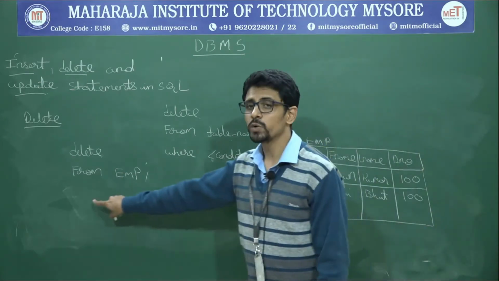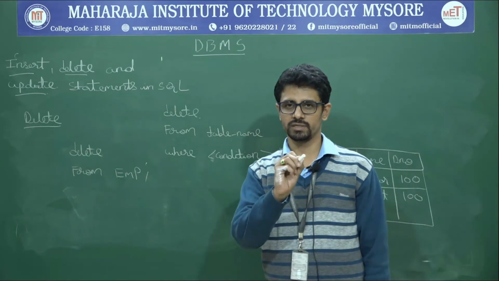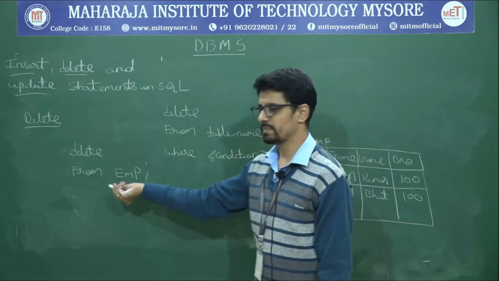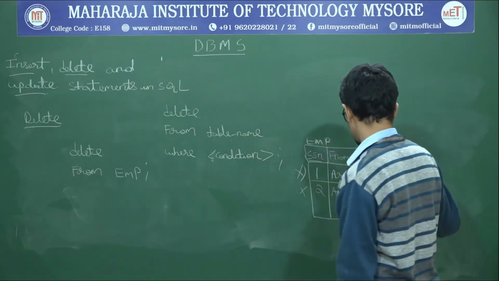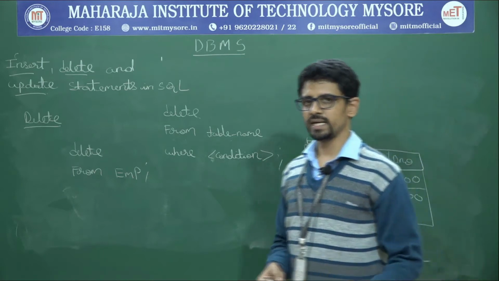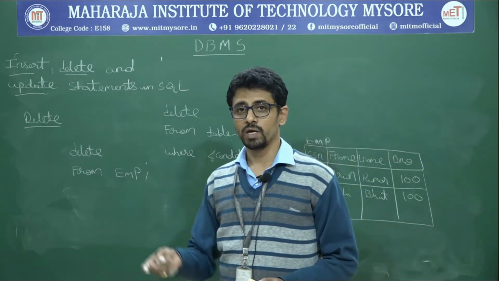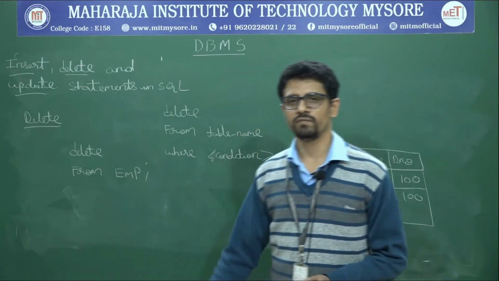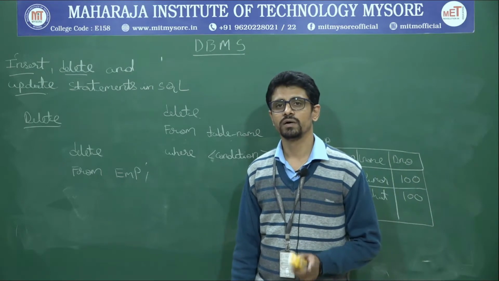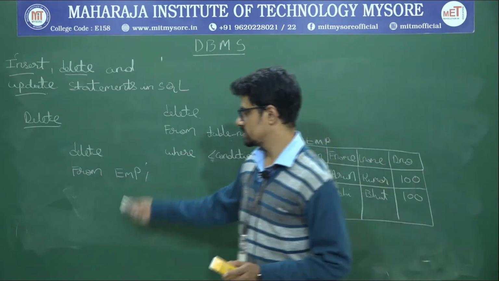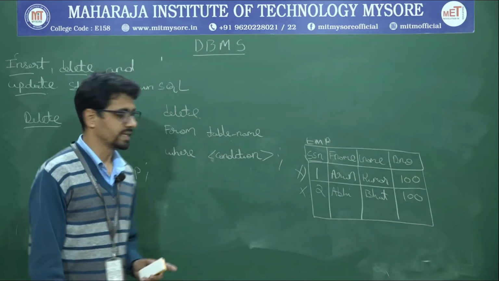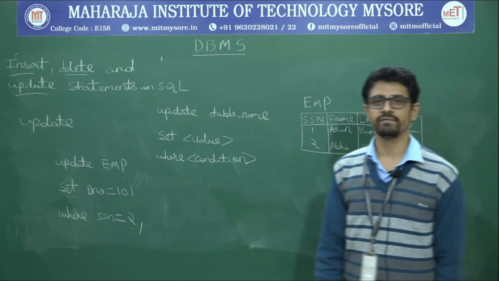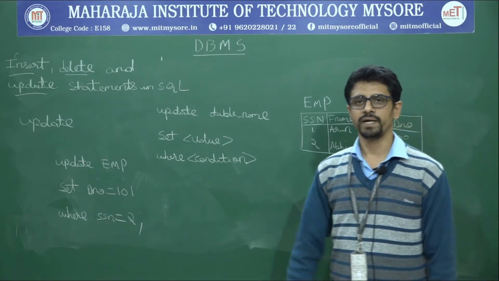Because what was where doing here? Where was giving a row condition, which might match multiple rows also. Say for example if I say delete from employee where department number equal to 10, then all department number 10 rows will be deleted. So the condition either matches a single row or multiple rows, but if you want to delete all the rows together, then you use the delete command without a where condition. Okay, this is what we do with respect to the delete command. Next what we have is the update command.